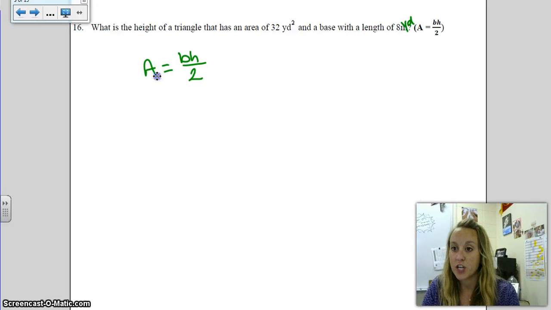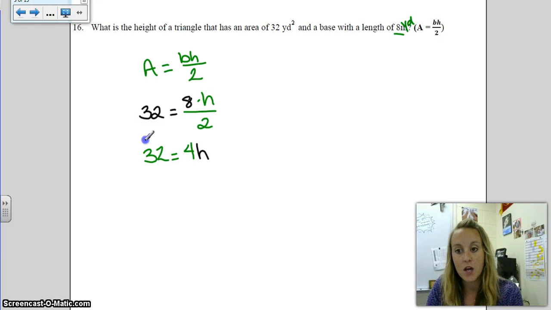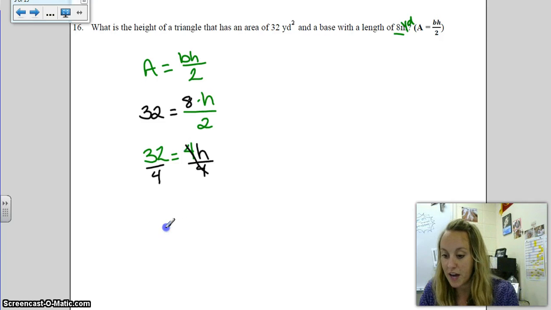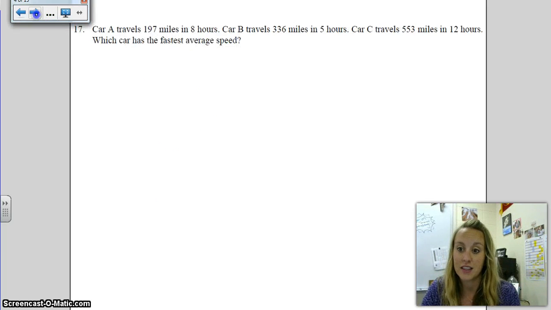So plug in 32 for area because the whole area of that triangle is 32. The base is 8. So you plug in that 8 for the b. So times h divided by 2. Go ahead and divide that. So you have 32 equals 8 divided by 2 is 4 times h. So you can just mush those together. Then we divide both sides by 4. 32 divided by 4 is 8. So my answer is 8 yards. Do not forget that label. I'd hate for you guys to lose points just because we did not have that label.